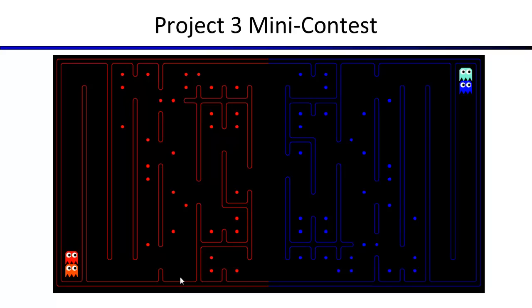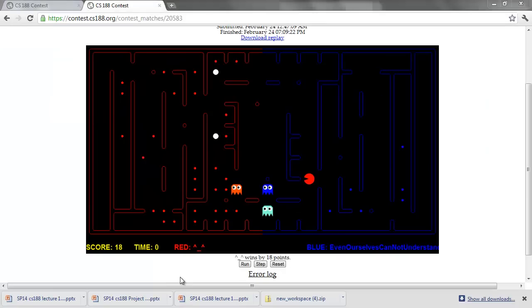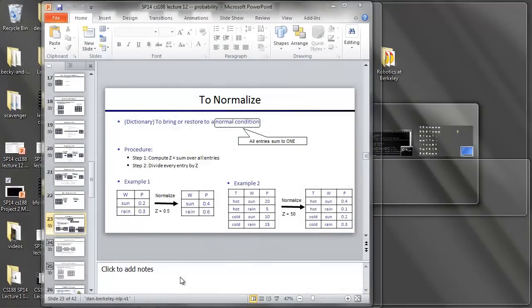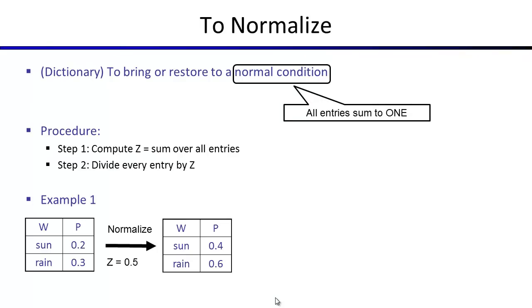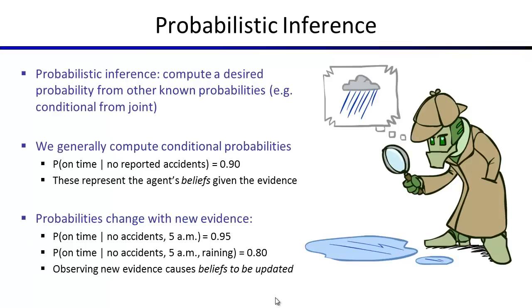Okay, so we just looked at normalization. What is probabilistic inference in general? What is this thing that we're going to be doing for the next few lectures? It's computing some desired set of, typically conditional, probabilities from some initial set of probabilities. The default scenario would be you're given a joint distribution and you're asked to compute something from that.